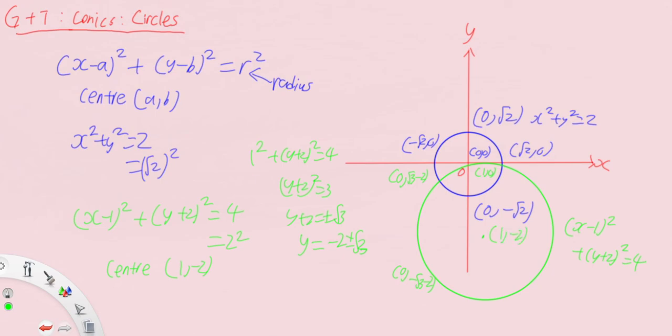So for circles, a few things to take note: the same thing, your intersection points with the axes, but with the inclusion of the center. So that is the graph of a circle, and we move on to our parabolas in the next video.